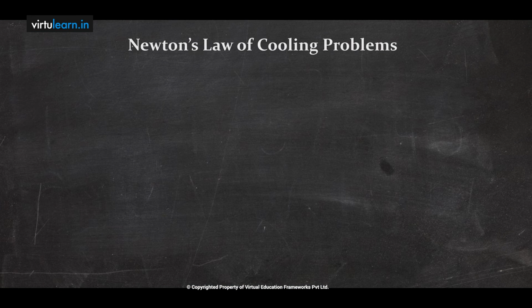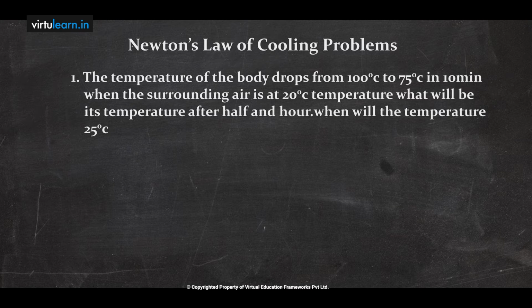Problems on Newton's law of cooling. First problem: the temperature of a body drops from 100 degrees centigrade to 75 degrees centigrade in 10 minutes when the surrounding area is at 20 degrees centigrade temperature. What will be its temperature after half an hour? When will the temperature be 25 degrees centigrade?